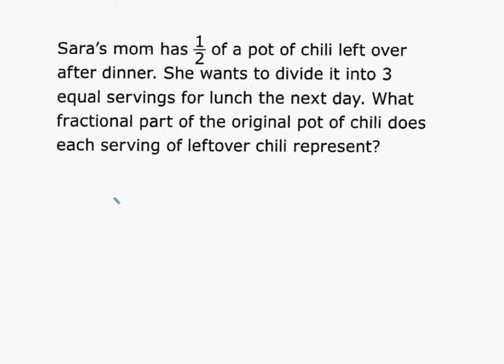Sarah's mom has 1/2 of a pot of chili left over after dinner. She wants to divide it into 3 equal servings for lunch the next day. What fractional part of the original pot of chili does each serving of leftover chili represent? Okay, so I'm going to draw a diagram. So she has 1/2 of a pot of chili left over after dinner.